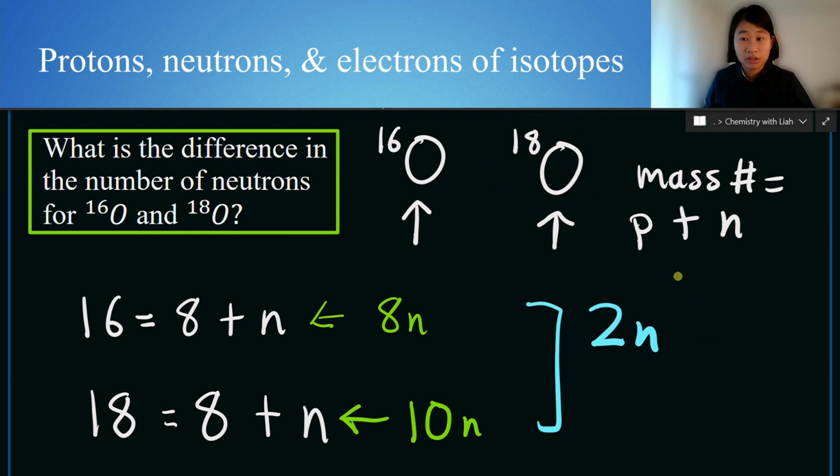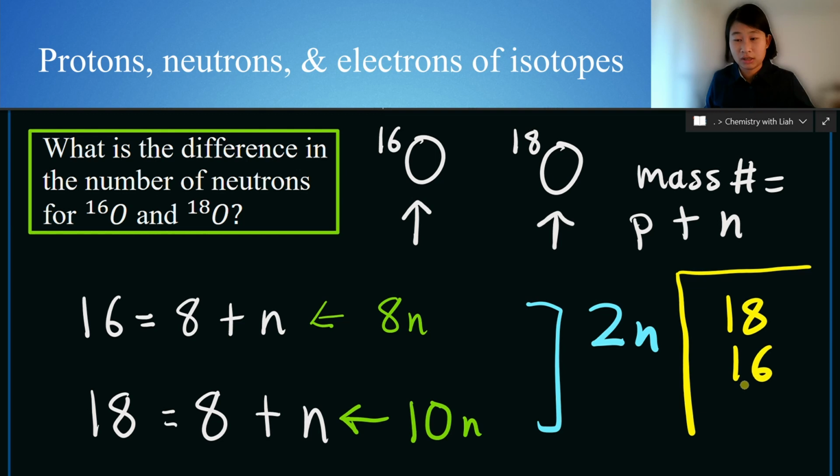Now this was the long way. You can do this in a lot shorter way. You can just find the difference between the two mass numbers. You can just do 18 minus 16, and you will get a difference of 2 neutrons.